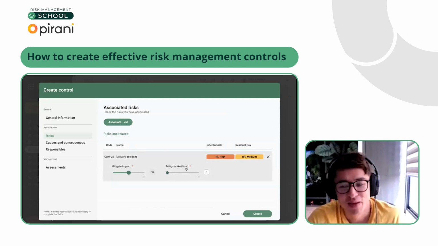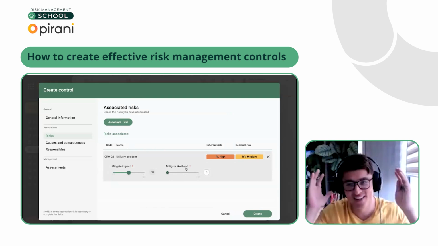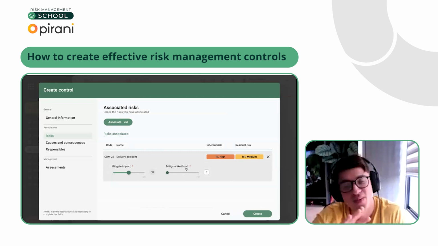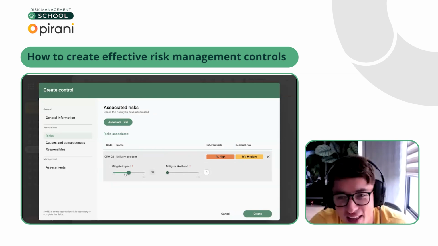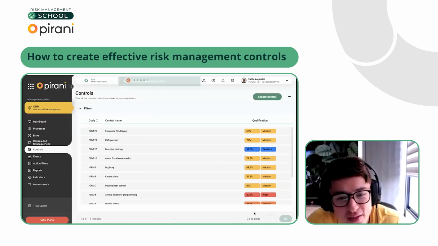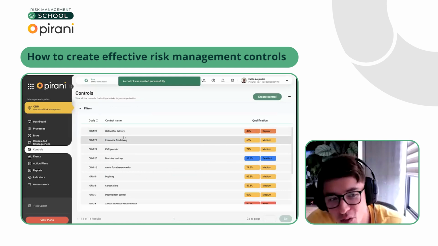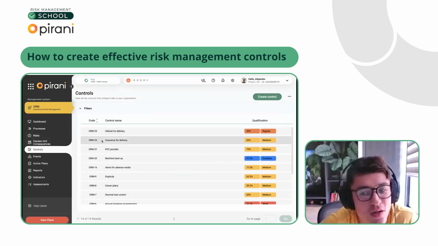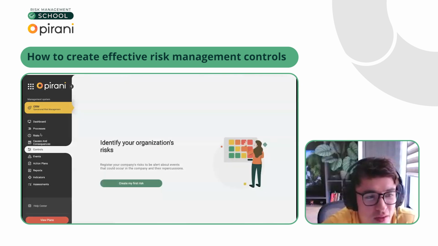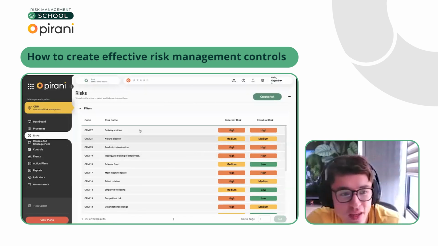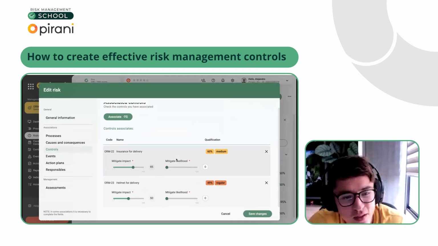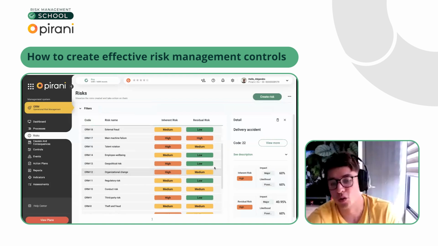Maybe you can say the helmet reduces the visibility of the delivery person, so they're going to fall more often. But that's an extreme case; the helmet mitigates the impact. So we create two controls, one medium, one regular, and associate the two controls with a specific risk. In this specific case, even with two controls, we're not reducing very much. We're not moving. So maybe we need more controls, right?